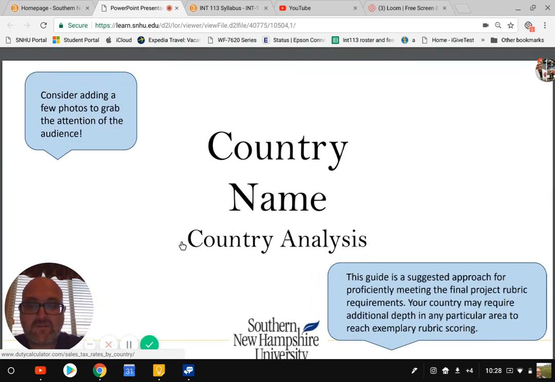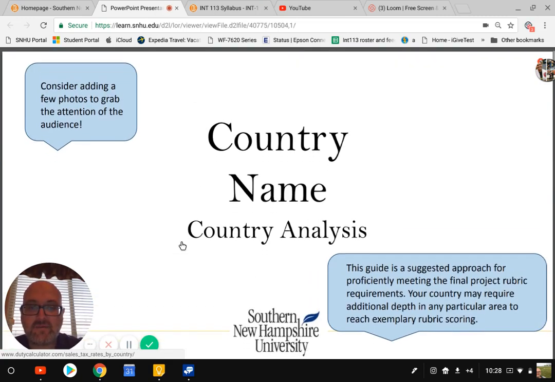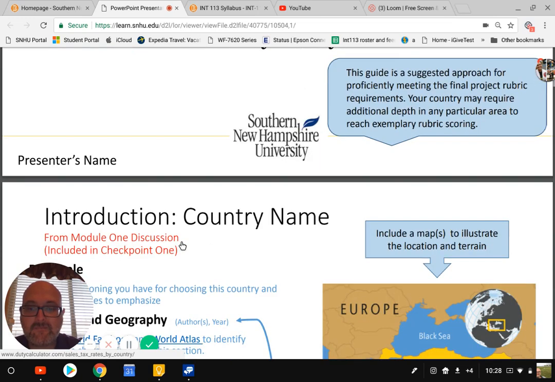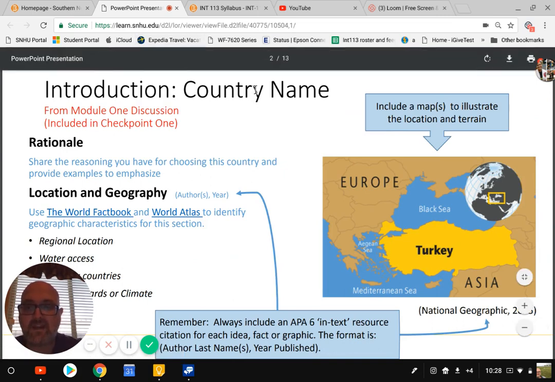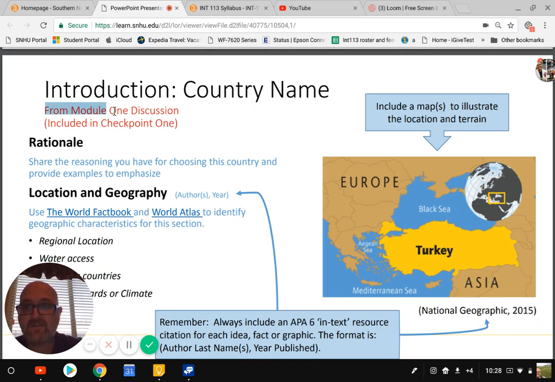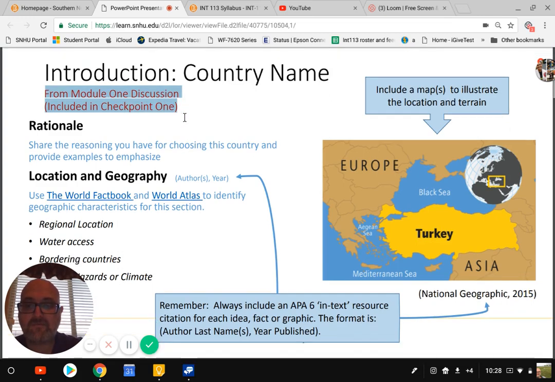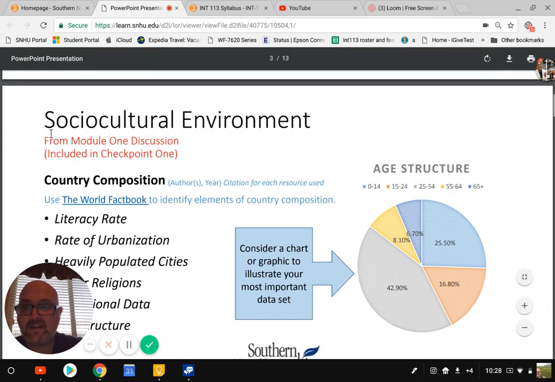Obviously, the first slide is just going to be more of a title page. So here's the first slide with actual material on it. If you notice, it says Introduction, Country Name, Rationale, Location, and Geography. That's what you guys already presented for the week 1 discussion. And you see right here, from module 1 discussion included in checkpoint 1. Next slide. Once again, from module 1 discussion included in checkpoint 1.